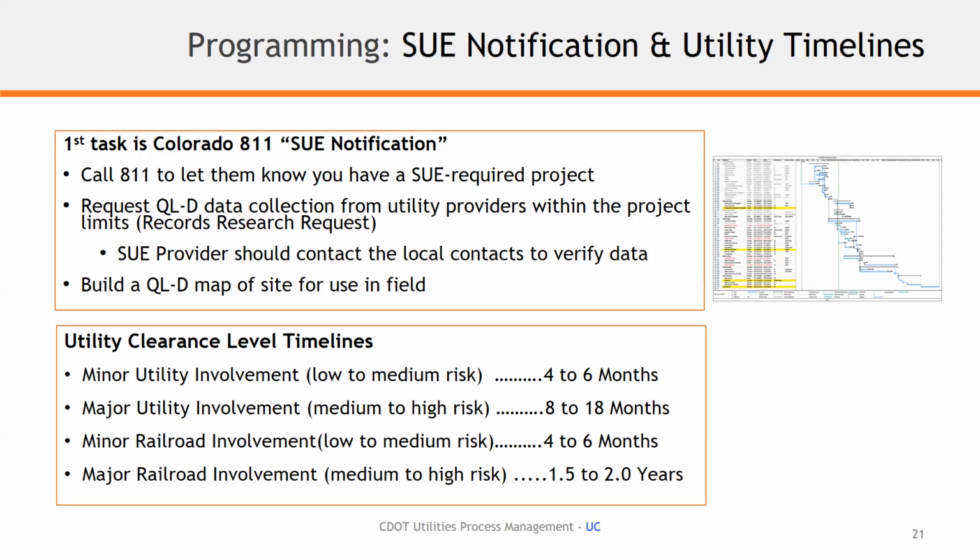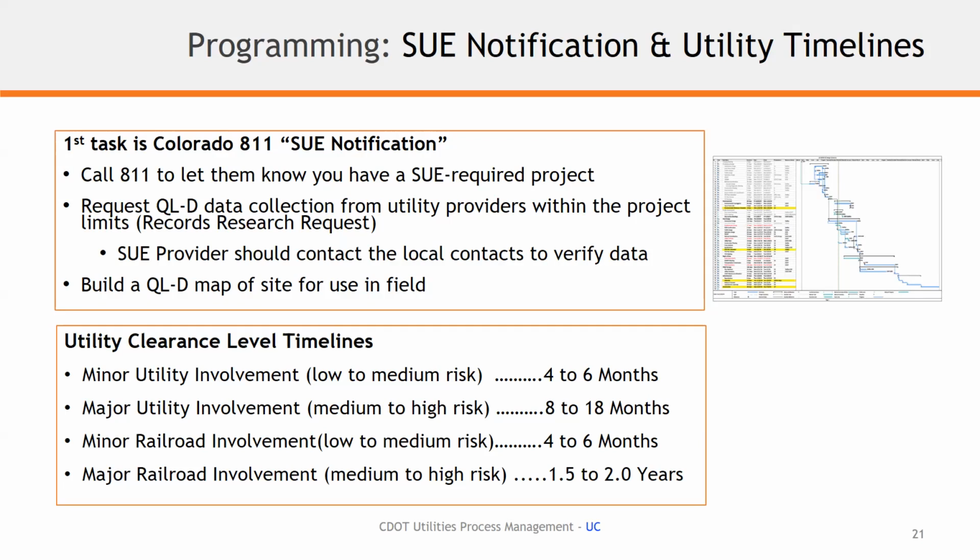The request is for quality level D utility providers' information, their best available records that they can provide to us. We prefer paper copies. They do have the option to mark the utilities in the field, but the goal is to provide the quality level D information to a SUE provider, and then allows them to move forward with the SUE investigation and build a quality level D map for site use, and then again to move forward with a SUE required project. And we'll get into that in a little bit more detail in a little bit.